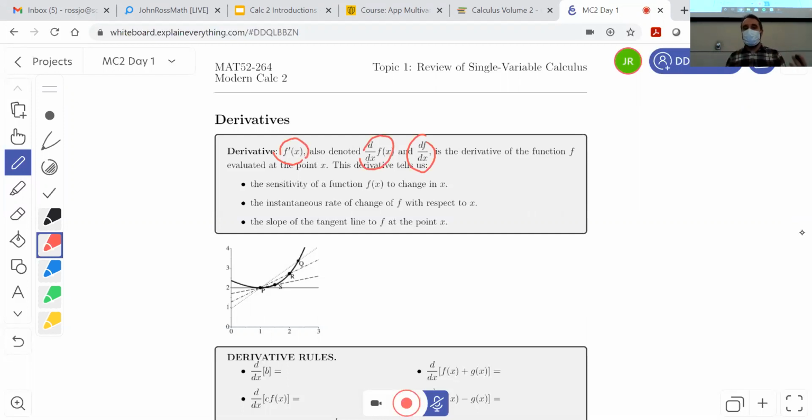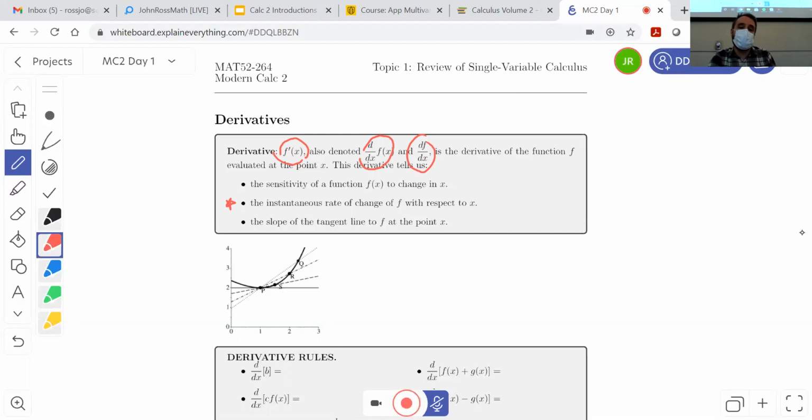And these are telling us any number of things. The classic way to say it is the instantaneous rate of change of the function f with respect to x. But we can also say it is the slope of the tangent line, which is a more geometric interpretation. Or we can say it is the sensitivity of our function to change as x changes.